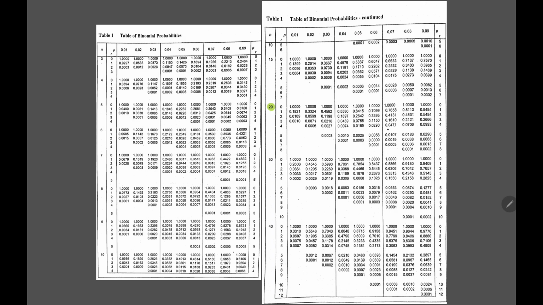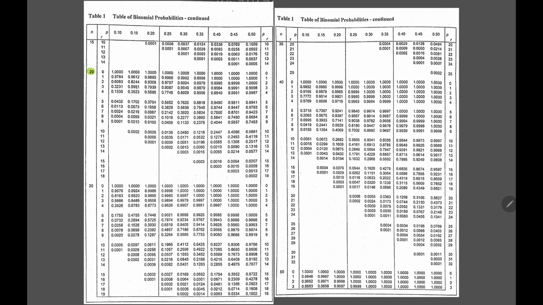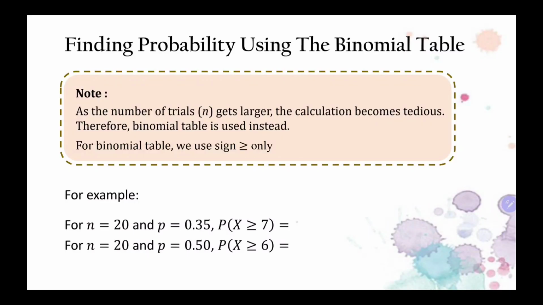So we find the next page. We have 0.35 here but it doesn't have n equals 20. So next page, this one has n equals 20 and we have p 0.35. And the question asks us to find the probability x greater than or equal to 7. So we have here r equals 7 and p equals 0.35. So this one is 0.5834. So we have the answer 0.5834.